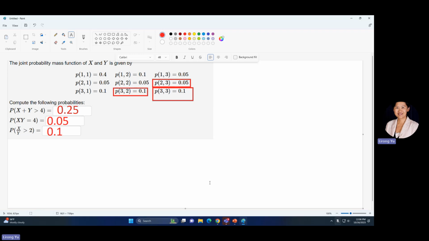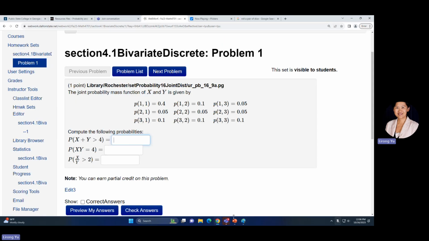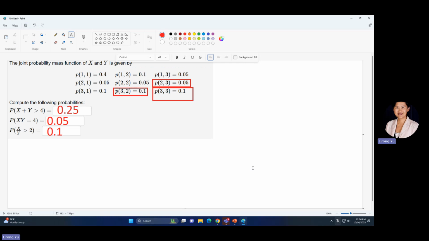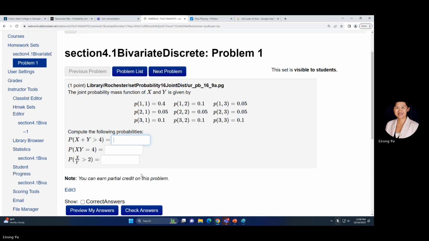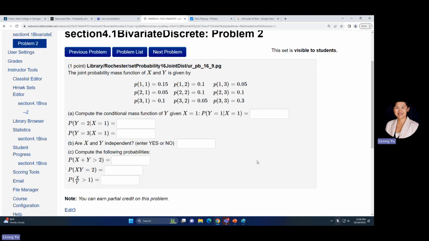Having everything laid out really helps for this kind of question. Any questions? We'll enter 0.25, 0.05, and then the second question. All right, so we do have conditional probability. We will talk about conditional distribution later in the continuous case. It's a little bit more complex in the continuous case. But in the discrete case, you can pretty much look at the individual distribution.